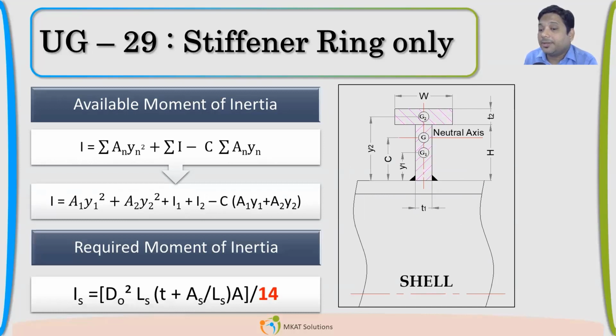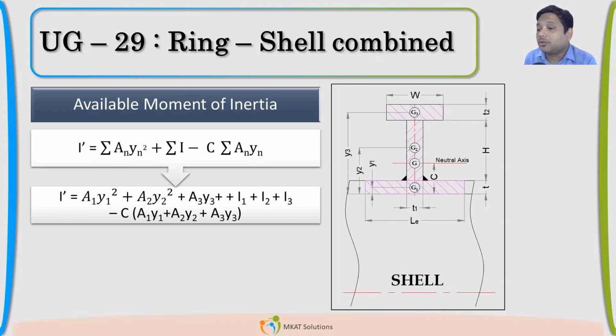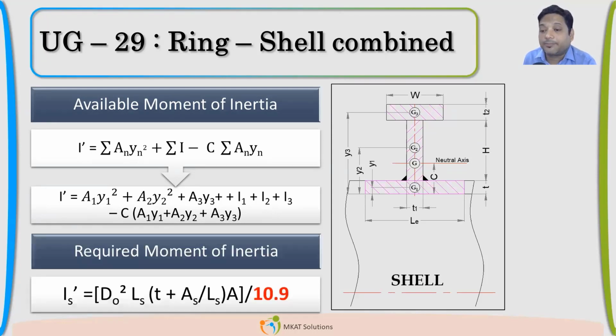In the first case, I have only two areas. So when I'm calculating the available moment of inertia, I'll get this equation and I'll have to compare it with Is, because the shell is not taking part. In the second case, when I'm taking the shell also as part of the stiffener, that also will be added in the available moment of inertia calculation, and that will be compared with I's, where we divide by 10.9.